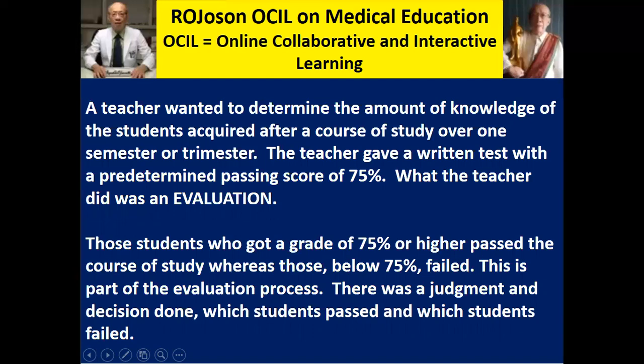A teacher wanted to determine the amount of knowledge the students acquired after a course of study over one semester or trimester. The teacher gave a written test with a predetermined passing score of 75%. What the teacher did was an evaluation. Those students who got the grade of 75% or higher passed the course of study, whereas those below 75% failed. This is part of the evaluation process. There was a judgment and decision made on which students passed and which students failed.